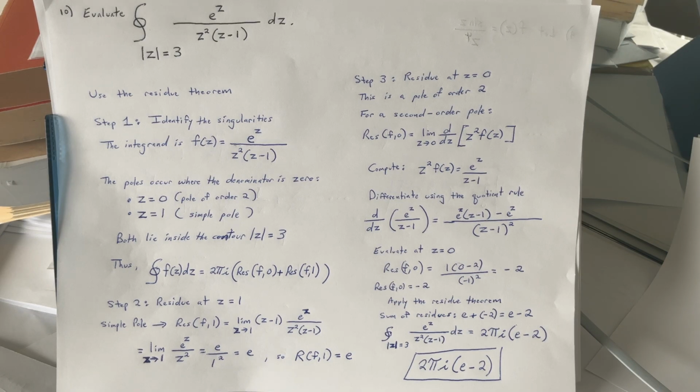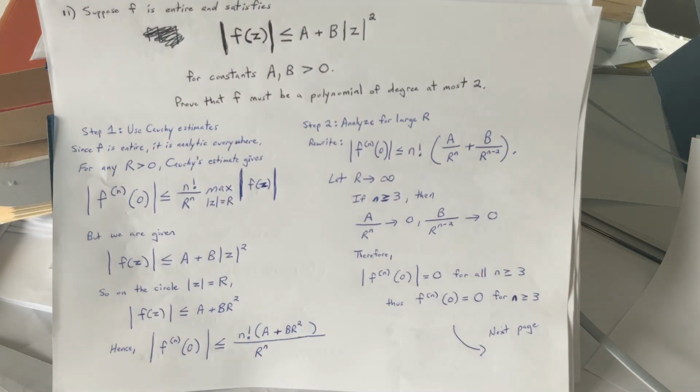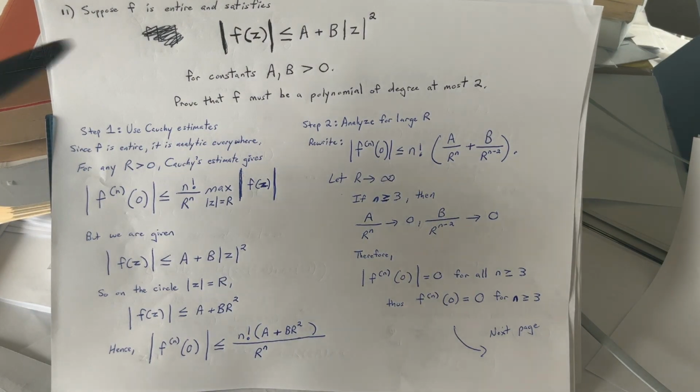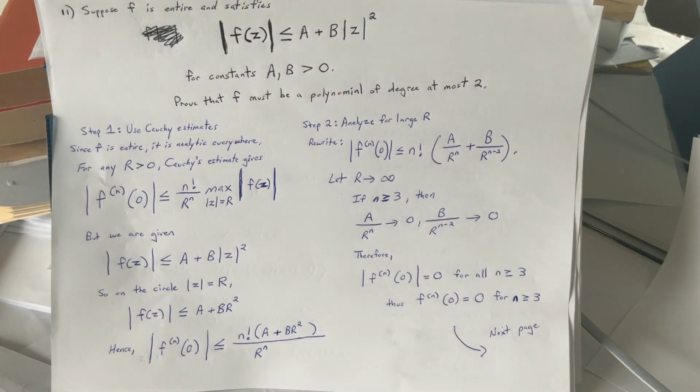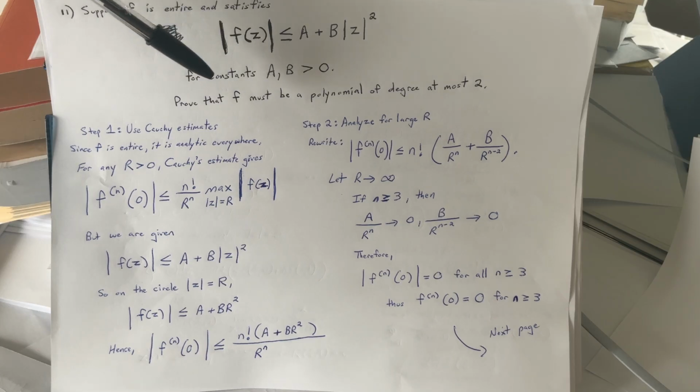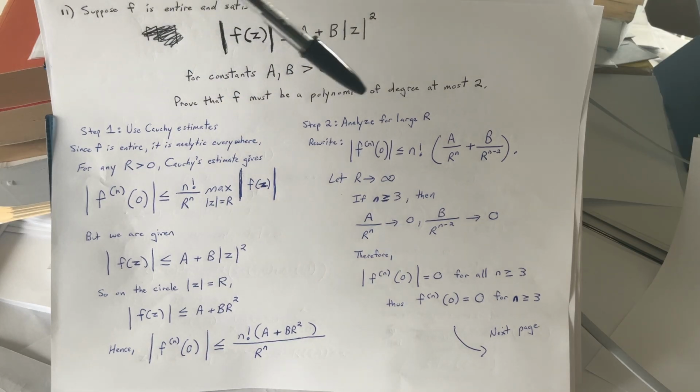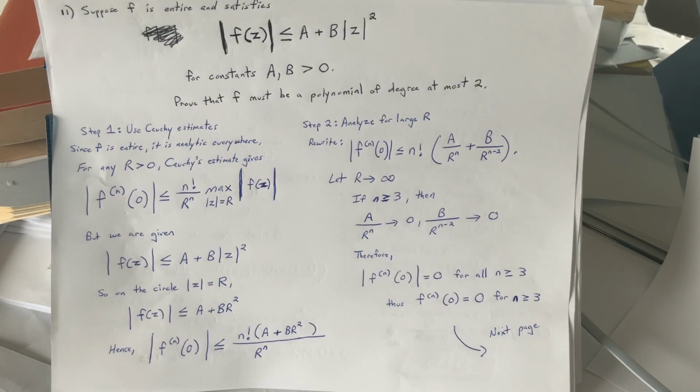Okay, so moving along to number 11. Suppose f is entire and satisfies the absolute value of f of z less than or equal to a plus b times the modulus of z squared, for constants a, b greater than 0. Prove that f must be a polynomial of degree at most 2. Okay, so we have a proof here. This is an interesting one.